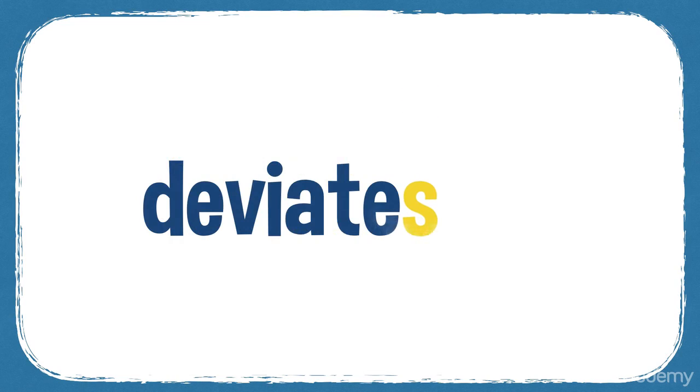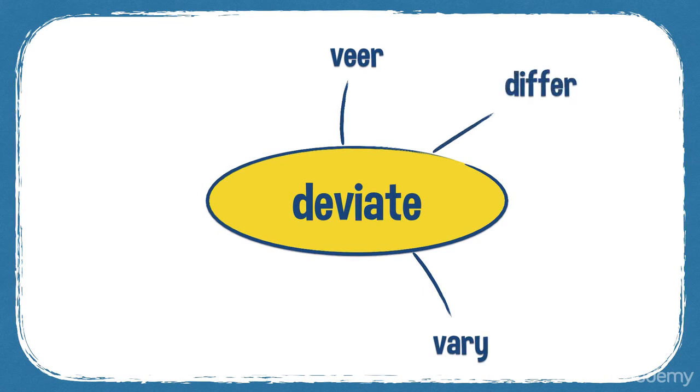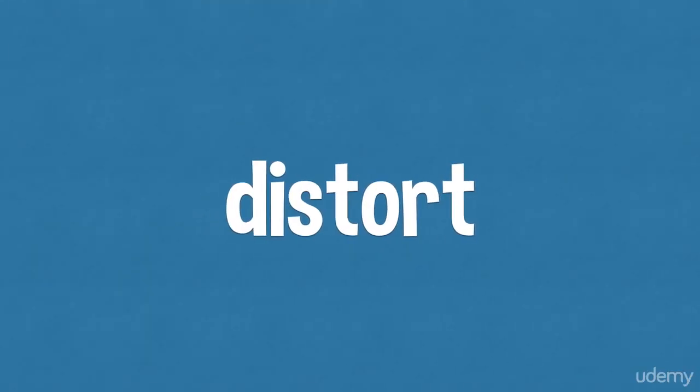And it's a verb as well, so deviates, deviating, deviated. And the noun is a deviation. And some synonyms: veer, vary, differ, diverge, depart. And your next word, distort.